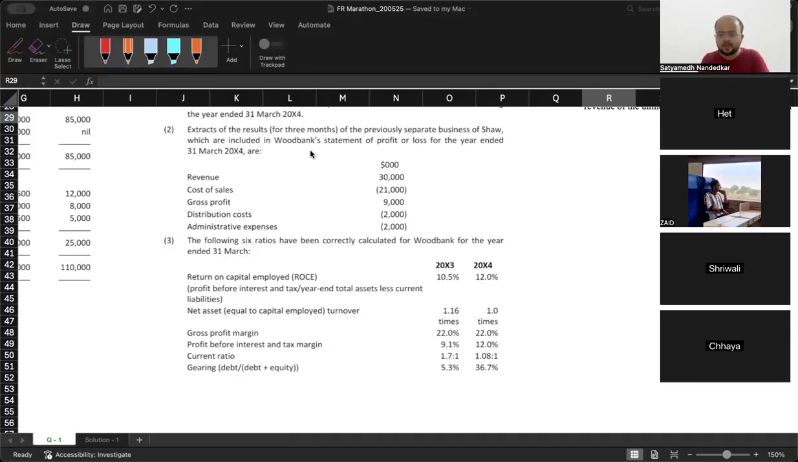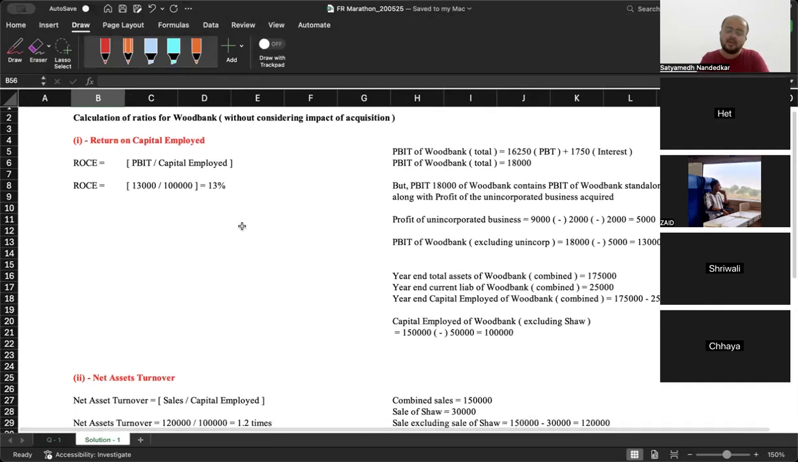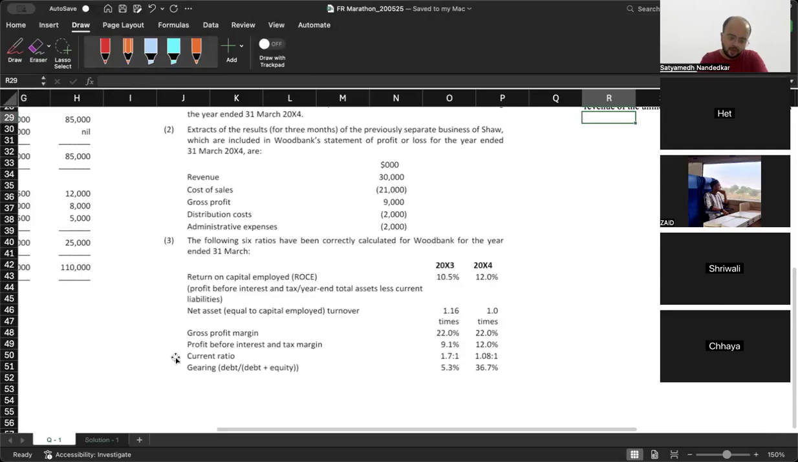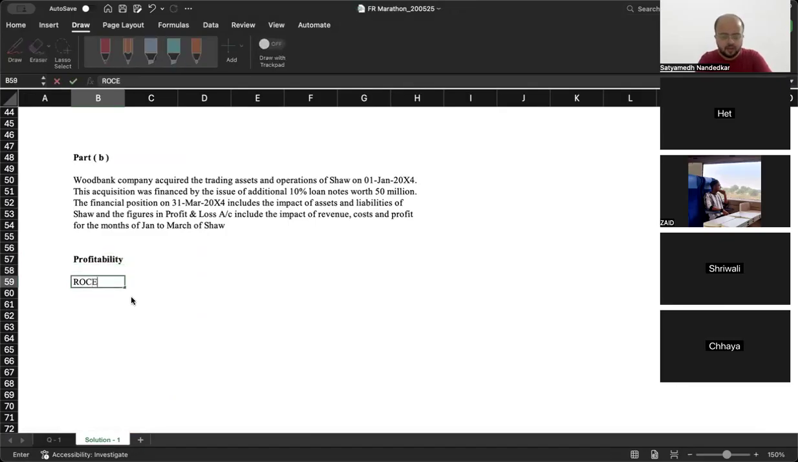Let's start with the first one, that is return on capital employed. Now, this is 12, this is 10.5. What else? ये 10.5 था, but you have also calculated the ROCE without considering the impact of acquisition. ठीक है. So, when you talk about the return on capital employed, let's do one thing. ठीक है, profitability. Let's start with the first ratio, that is ROCE. In a line, explain what is return on capital employed. Can you tell me what does ROCE stand for?